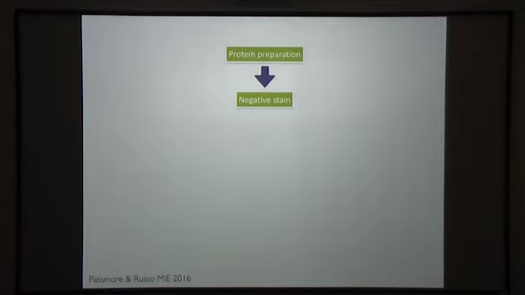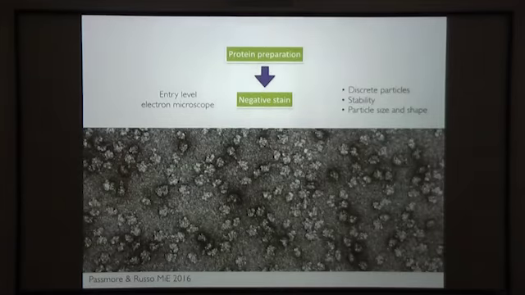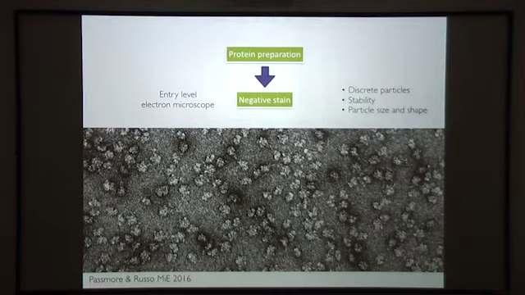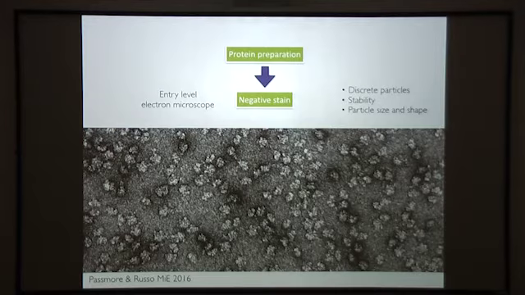Okay. After suitable protein is purified, the next step is really to evaluate it using negative stain. And this is really fast and really easy. And what you're looking for is these discrete particles. These are ribosomes on a negative stain grid. You want discrete particles. You want to evaluate the stability of the protein complex and look at the size and shape of those particles.